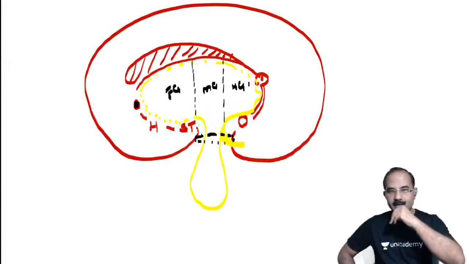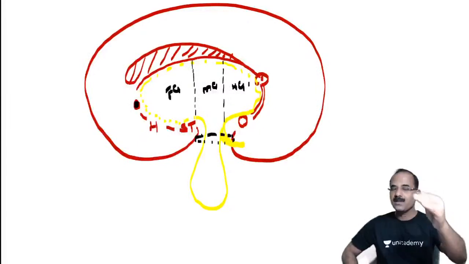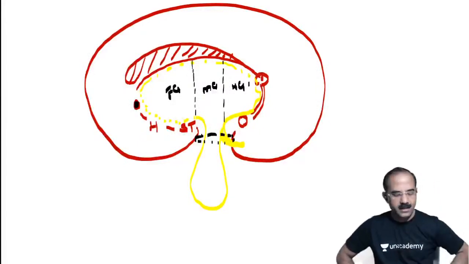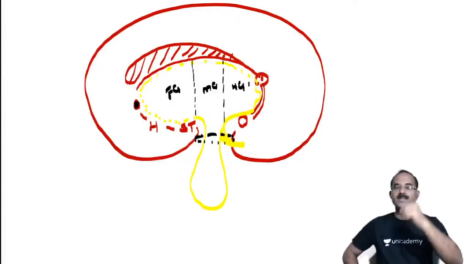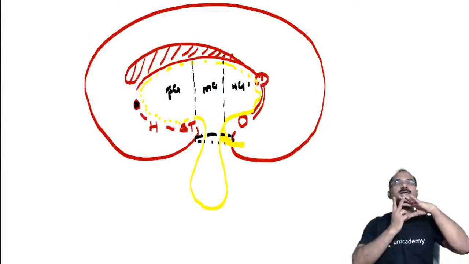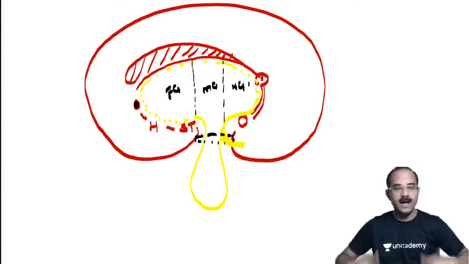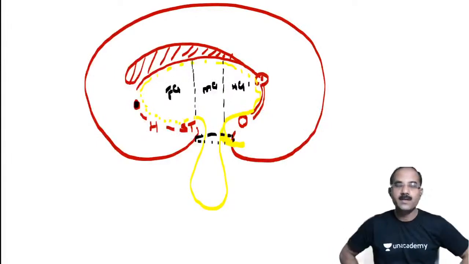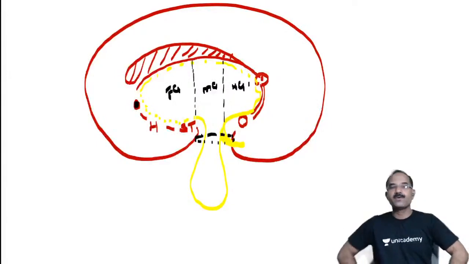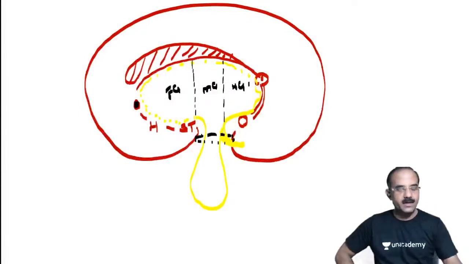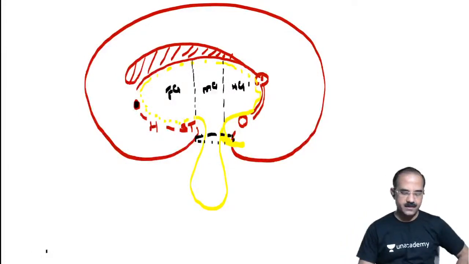Which are the muscles? I didn't tell you all the muscles. Initially, there are four muscles of mastication. Who are they? The temporalis, the masseter, and the medial and lateral pterygoids. What else? Two more muscles. One is the digastric, the mylohyoid and the anterior belly of digastric. Is this clear to all of you? Okay. So these are the derivatives of the first pharyngeal arch.